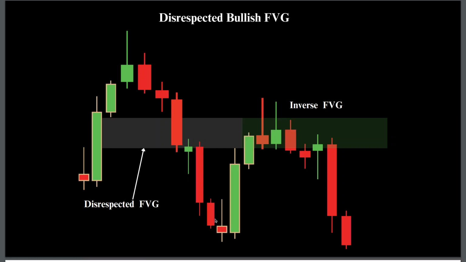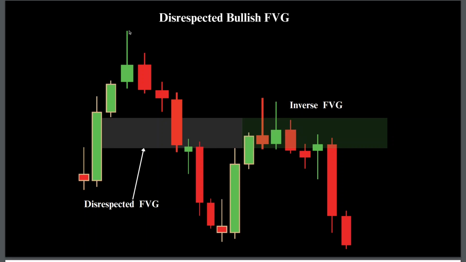When price returns to that area of interest as an inverse fair value gap, we can see price move up but close inside this inverse fair value gap. So we have price move down and respect this inverse fair value gap. We can now say that this market is likely shifting momentum.